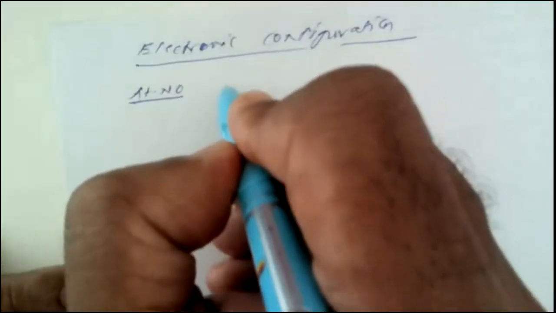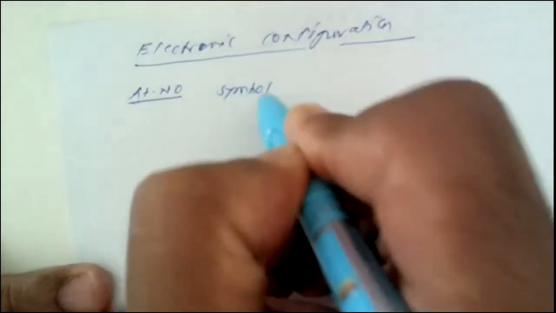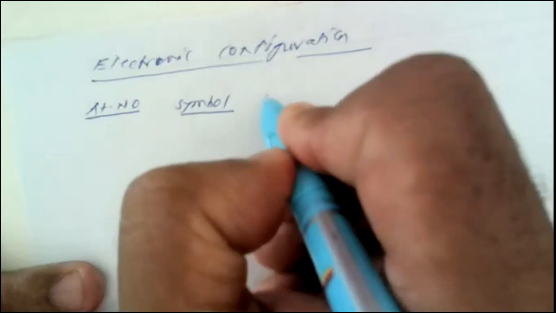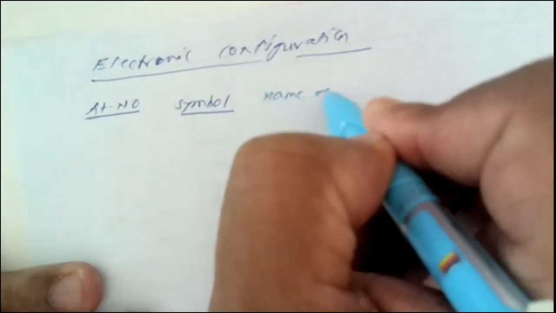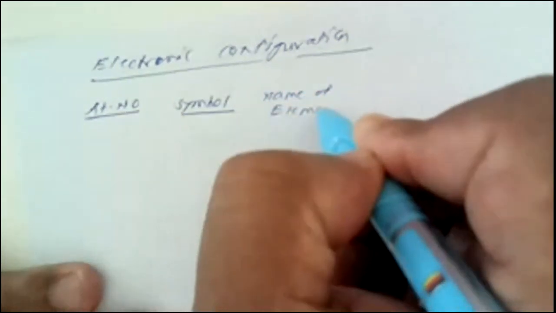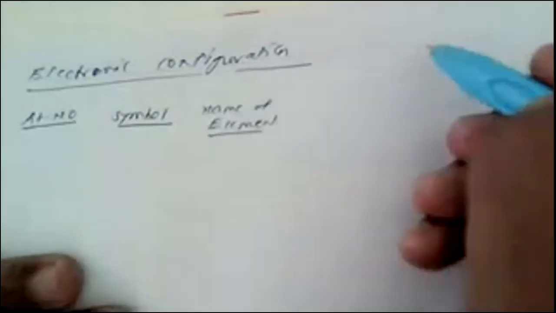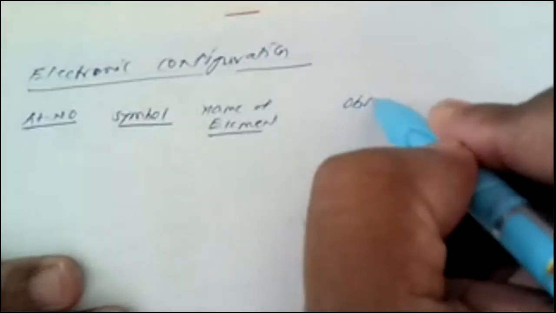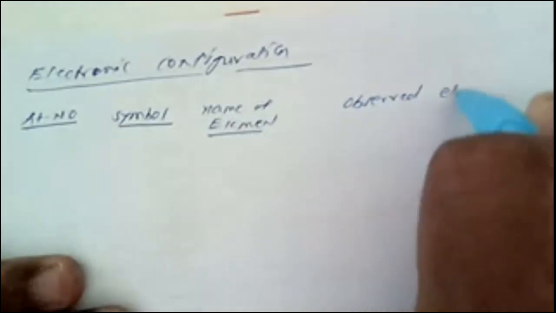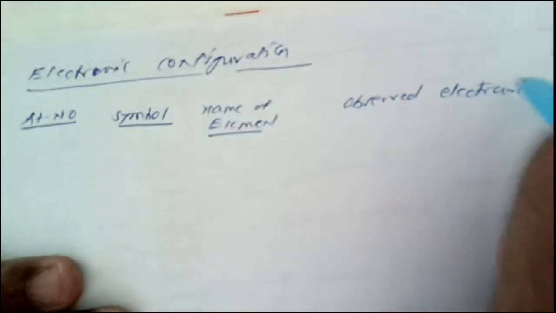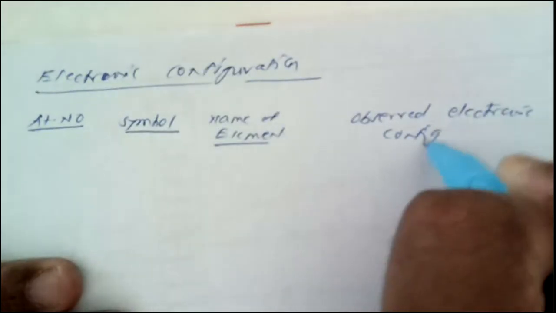The first column is the atomic number. The second column is the symbol of the element. The third column is the name of the element. And the last column is the observed electronic configuration.